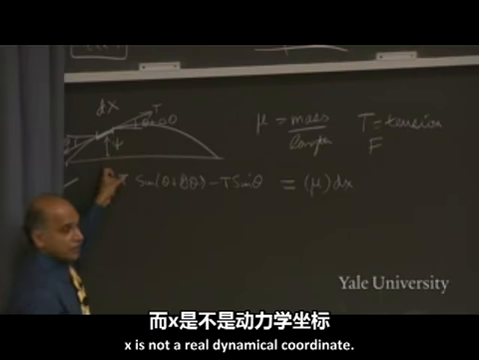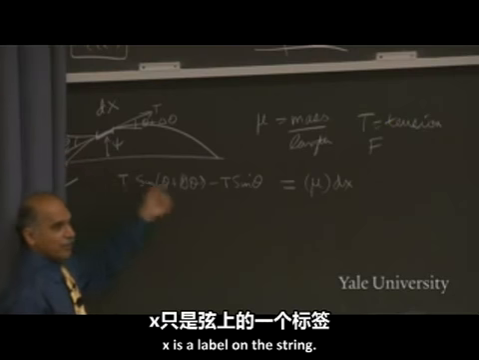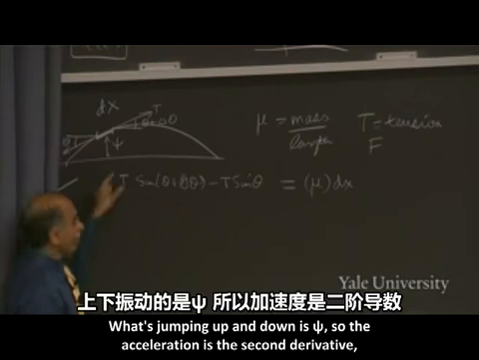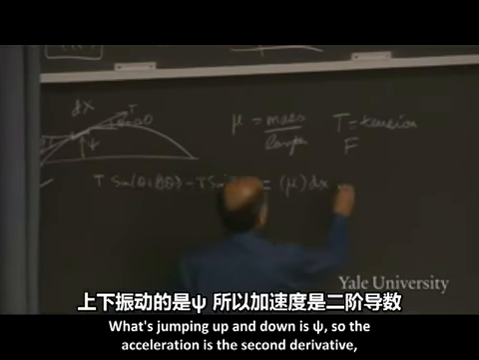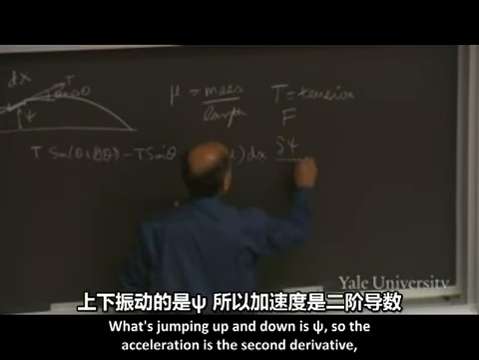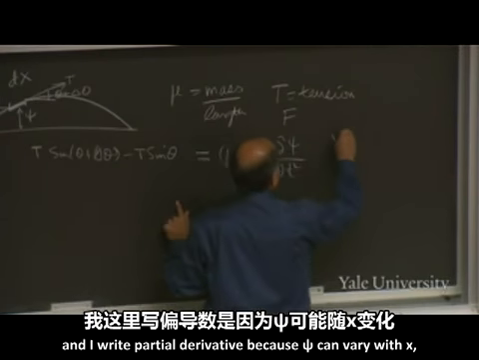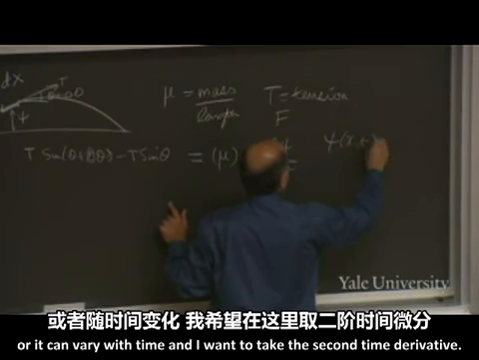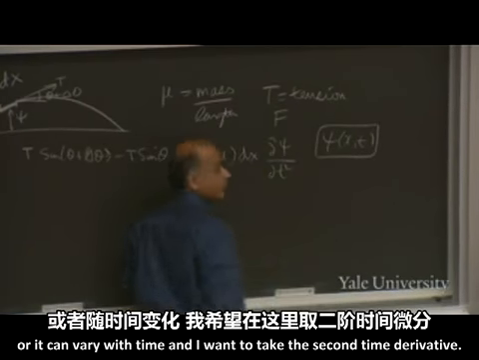X is not a real dynamical coordinate. X is a label on the string. What's jumping up and down is psi. So the acceleration is the second derivative, and I write partial derivative because psi can vary with x or it can vary with time, and I want to take the second time derivative.